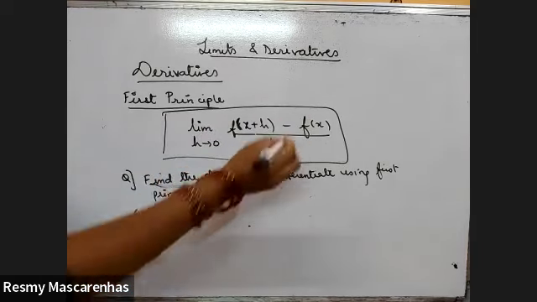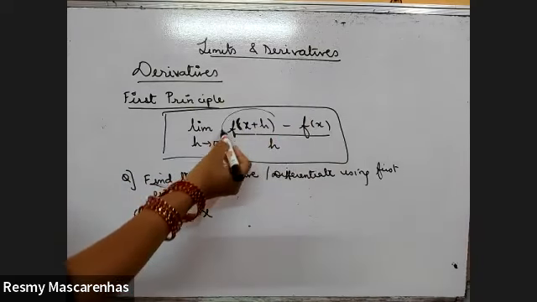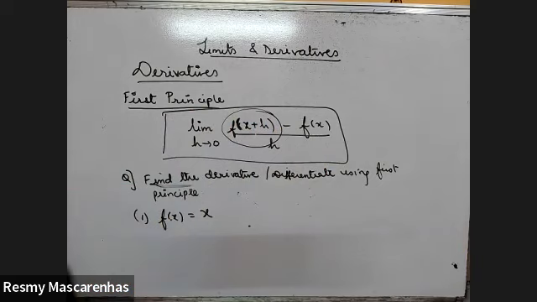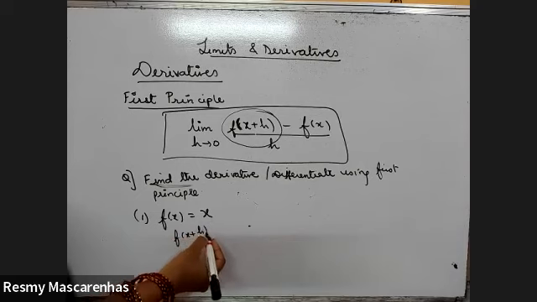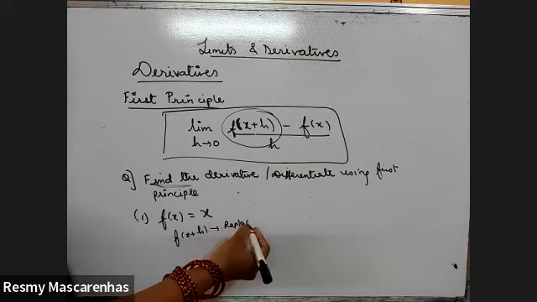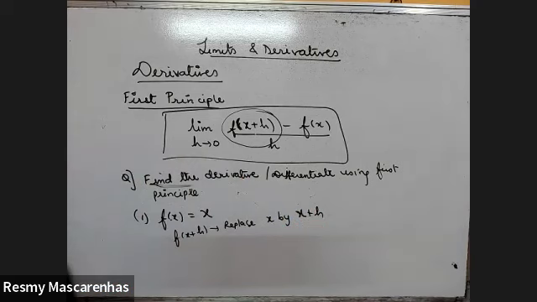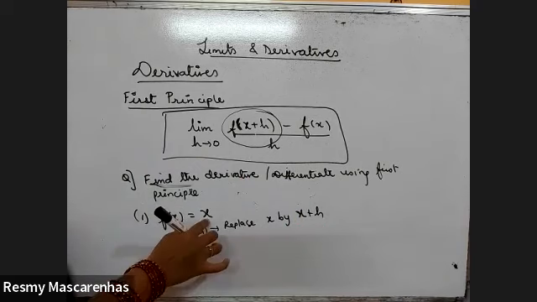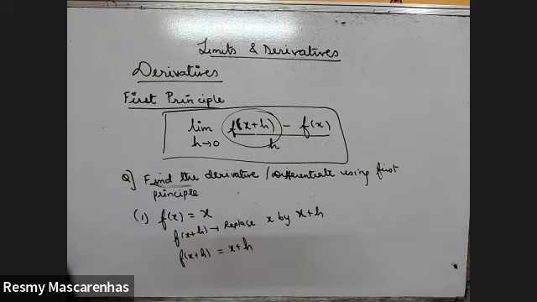So we have to use this formula. If you notice, we already know f of x, it is x. But we have to find f of x plus h. Wherever there is x, you have to just put x plus h. So what is f of x plus h? Wherever there is x, you use x plus h. So I'm adding h here.